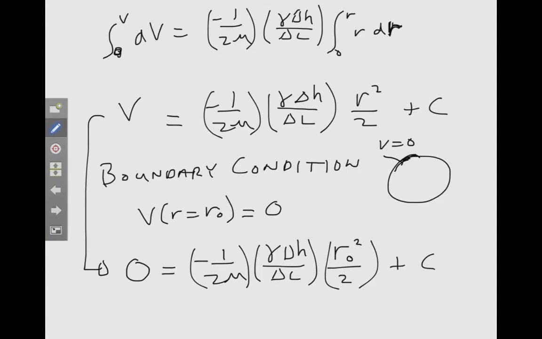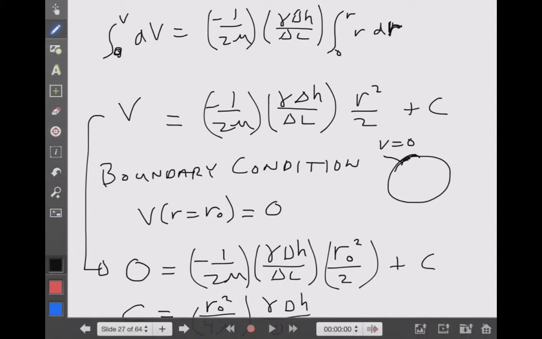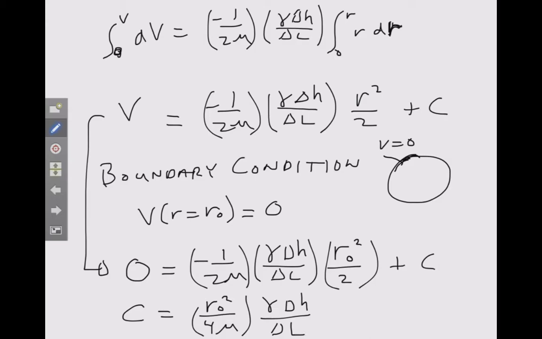So we can see that c is going to basically equal this positive thing when we move this big thing over to the other side and kind of combine things. We get r0 squared over 4 mu times gamma times delta h over delta L. Whoops, that's an L. That is an L.